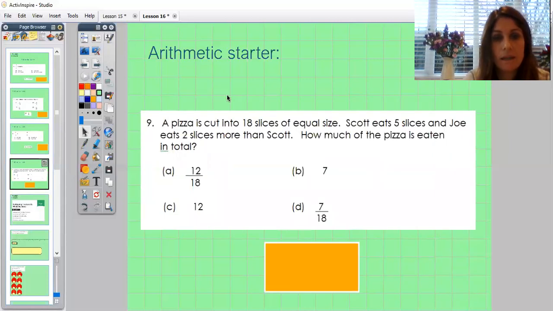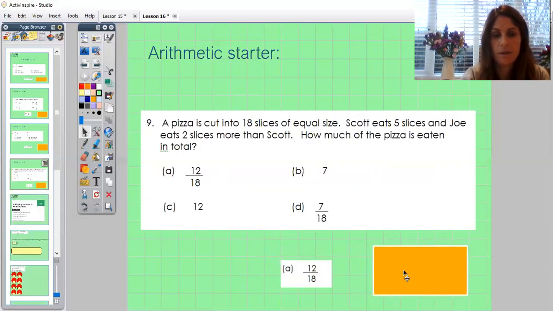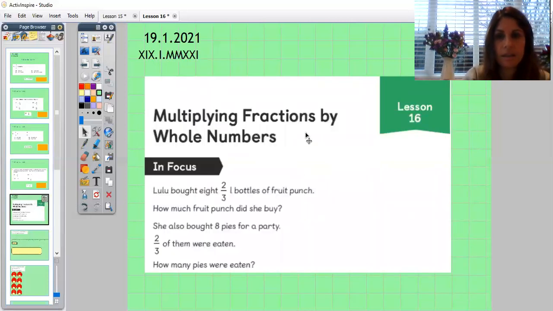Okay, last question then. A pizza is cut into 18 slices of equal size. Scott eats 5 slices and Joe eats 2 slices more than Scott. How much of the pizza is eaten in total? And there's your answers. 12/18, 7/12, or 7/18. Okay, 3, 2, 1. Okay, here's your answer. 12/18. Okay, well done.